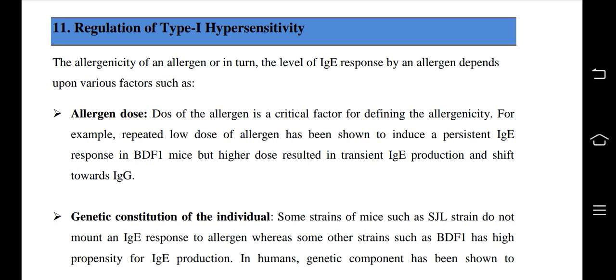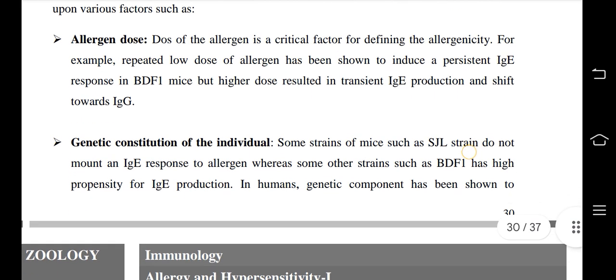For example, repeated low doses of allergen has been shown to induce a persistent IgA response in BDF1 mice, but higher dose results in transient IgE production and shift towards IgE.